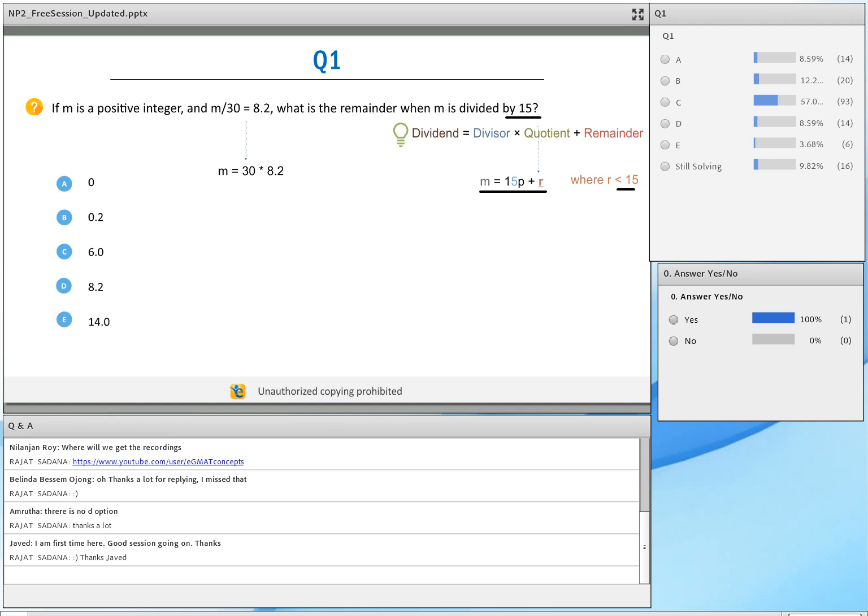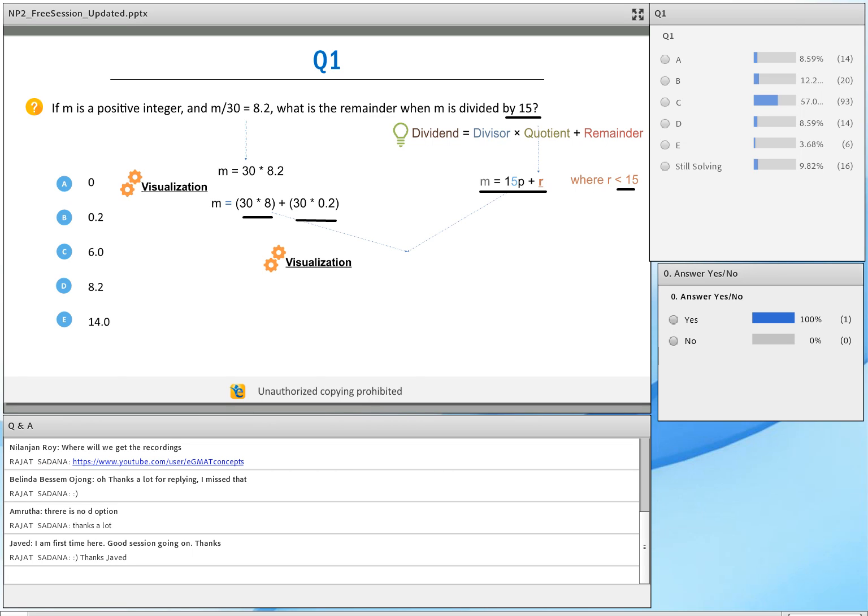What's given to us? We're given m in terms of 30. So we're told that m is equal to 30 multiplied by 8.2. Again, remember, always think about expressing numbers in this form: dividend equals divisor times quotient plus remainder. That's really important for you. So again, you split, you say 8.2 is 8 plus 0.2, which means m is equal to 30 times 8 plus 30 times 0.2. And the nice thing about this is you can now treat each of these terms independently.